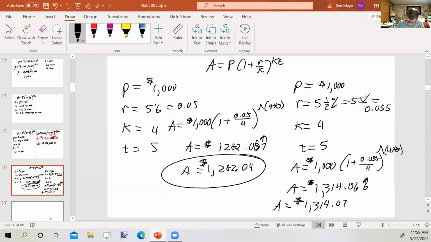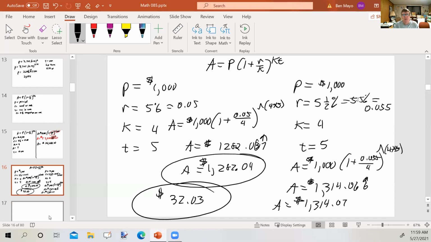Okay, so we're going to take 1314.07 minus 1282.04, and we get $32.03. So same amount of money invested, same amount of time, same amount of compoundings, but by having the interest rate 0.5% higher over that 5-year period, we make $32.03 more, which may not seem like a lot, but I mean, it's better than not getting it, right?